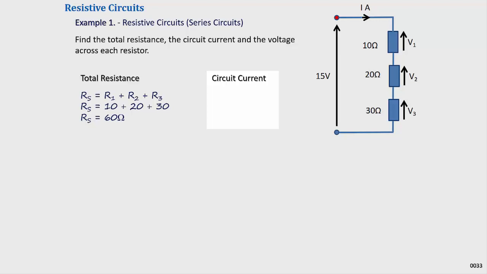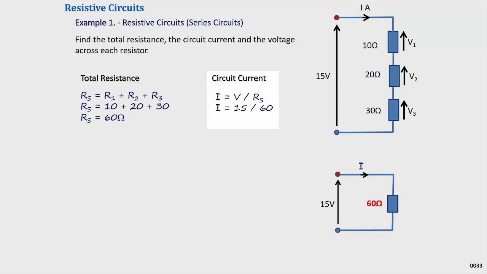To find the total circuit current. By Ohm's law, we know the total circuit current I equals the total circuit voltage V divided by the total circuit resistance Rs. Substituting the values, I equals 15 divided by 60, which equals 0.25 amperes.